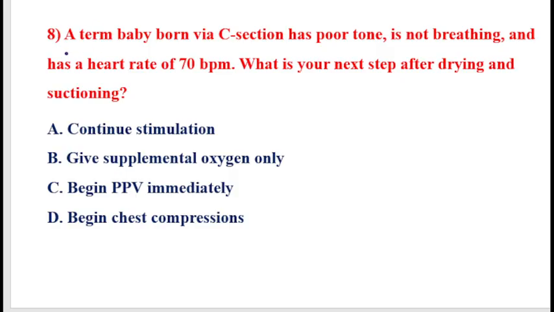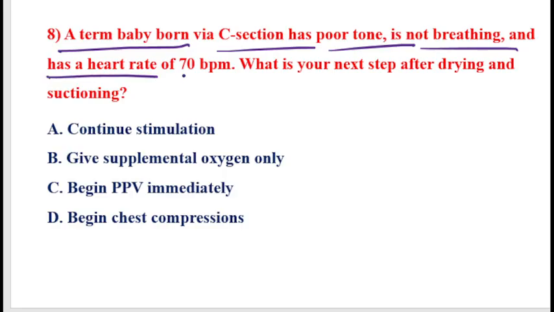Next question. A term baby, born via C-section, that is cesarean section, has poor muscle tone, is not breathing, and the heart rate is 70 beats per minute. What is the next step after drying and suctioning? So the baby is born with a lower segment cesarean section, and after birth the muscle tone is poor, it is not breathing or crying, and when you check, the heart rate is 70 beats per minute.